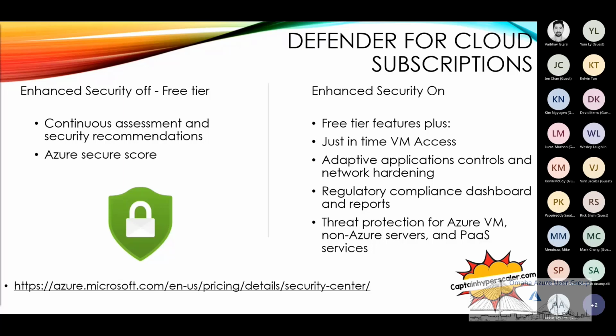You get those continuous assessments and the secure scores, but now you get a lot more. You can set up just-in-time virtual machine access, which is outside the scope of this conversation, but it protects your attack surface on your virtual machines with management ports like RDP on Windows or SSH on Linux. We get adaptive application controls, network hardening. We get the regulatory compliance dashboard that I'll show in a moment as well.